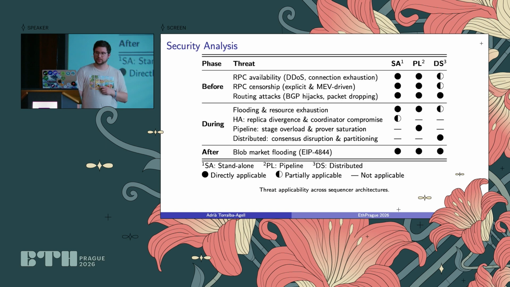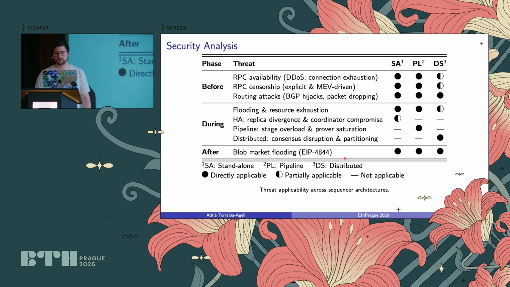So here you can see the summary table of what we have found. And let me go slowly over this table. The first column is the phase: before the transaction, during the transaction, or before the processing, during the processing, after the processing. The second column corresponds to the threat or the network attack that we consider possible. And here, at the end, we have 3 different columns. SA stands for standalone architecture, PL for pipeline, and DS for distributed. And a black dot means that this attack is directly applicable in this case.